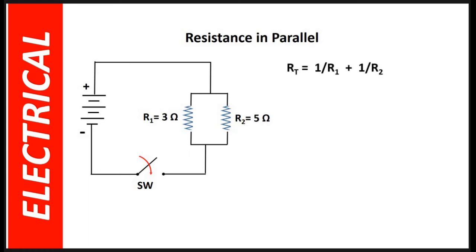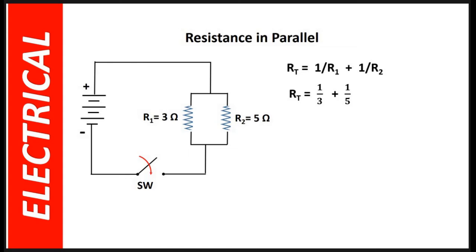The total resistance in this type of circuit is the sum of the reciprocals of each resistance value. So for example, in our given circuit, we have R1 equal to 3 ohms and R2 equal to 5 ohms. Our total resistance, therefore, is equal to the reciprocal of 3 plus the reciprocal of 5.